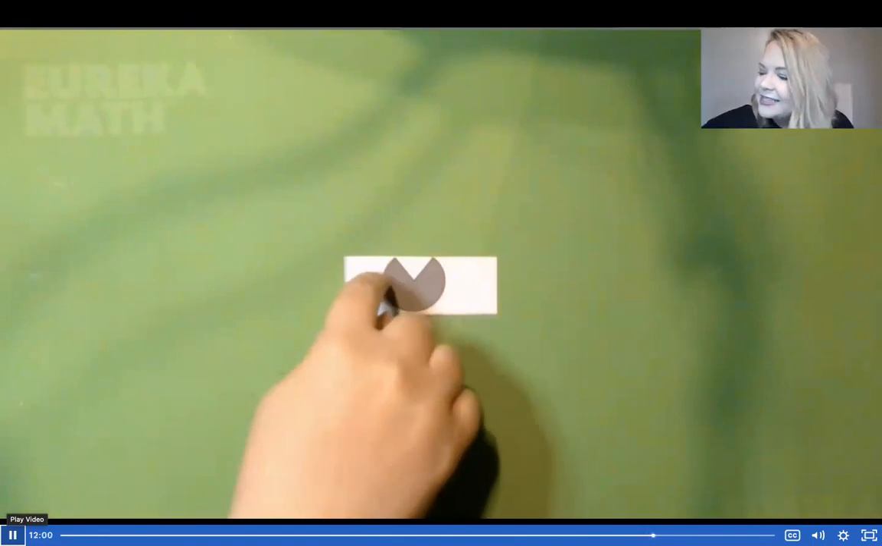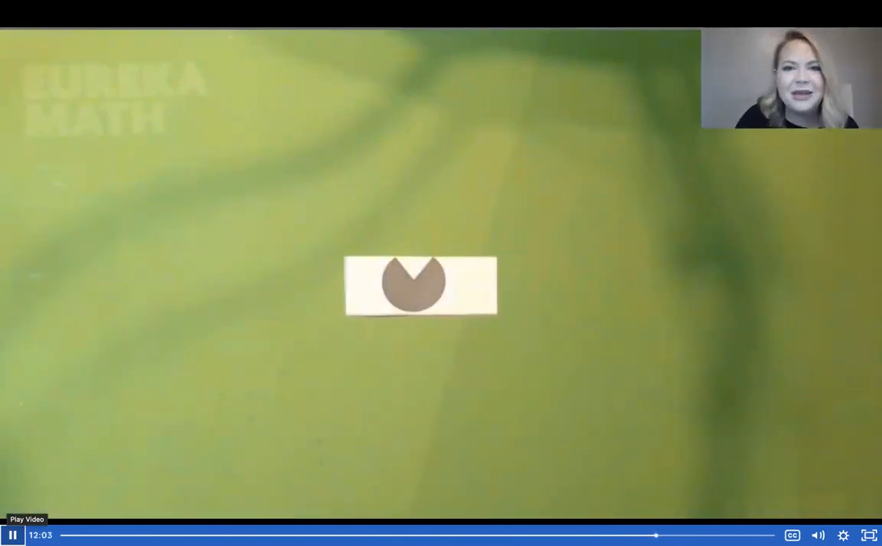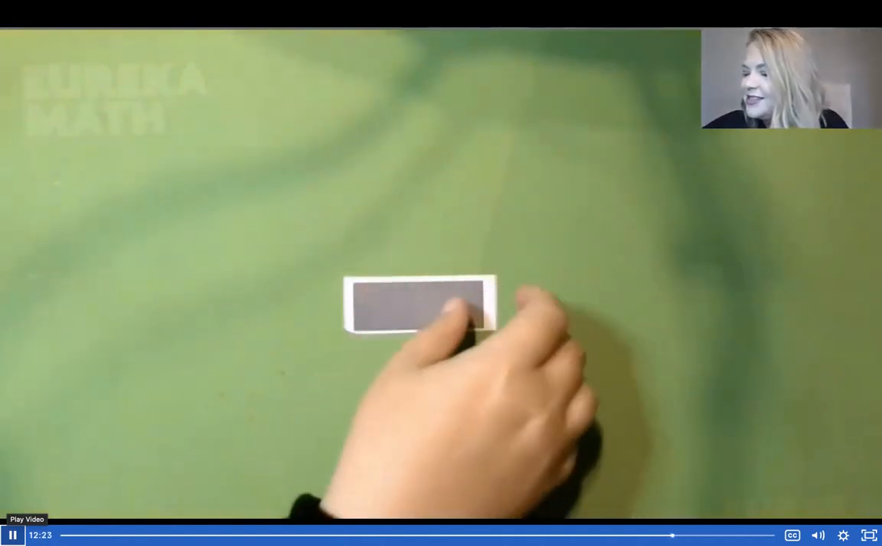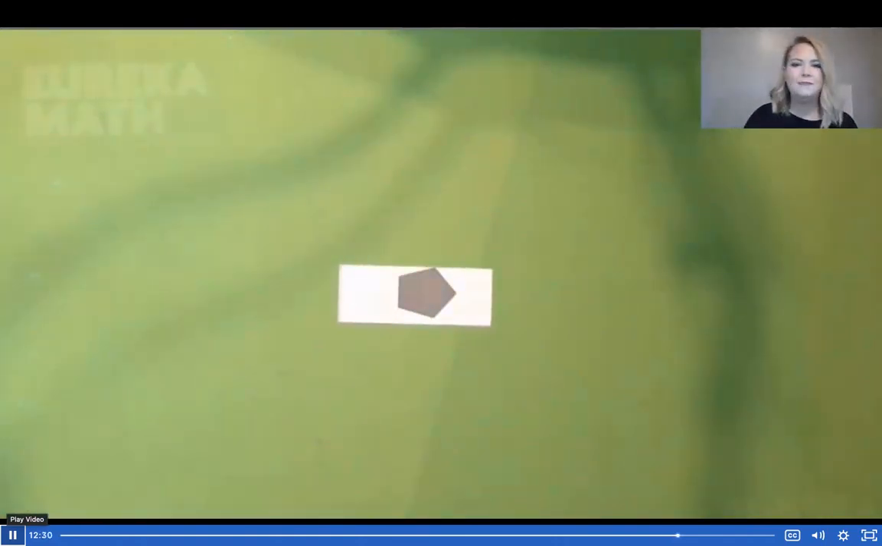Yes, it does have a curved line to make the shape. Good job. What about this shape? Curve or no curve? No curved lines, only straight lines for this shape. Very good. What about this shape? Curve or no curve? No, this shape also does not have any curved lines. It only has straight lines.